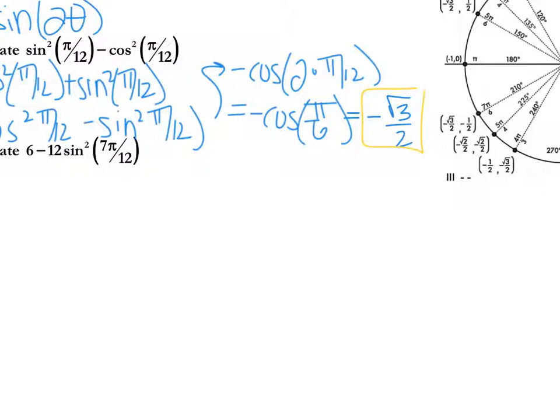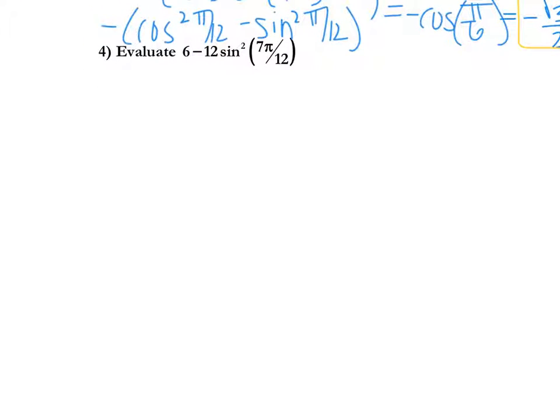All right, and last example on this page. This is a tricky one because at the moment it doesn't look like there's any type of identity. So just like on the problem before, we have to do some preliminary work. We want this to be a 1 and a 2. That's what the identity is for the cosine double angle. So I'm going to take out a 6, and then I'm left with 1 minus 2 sine squared of 7 pi over 12.